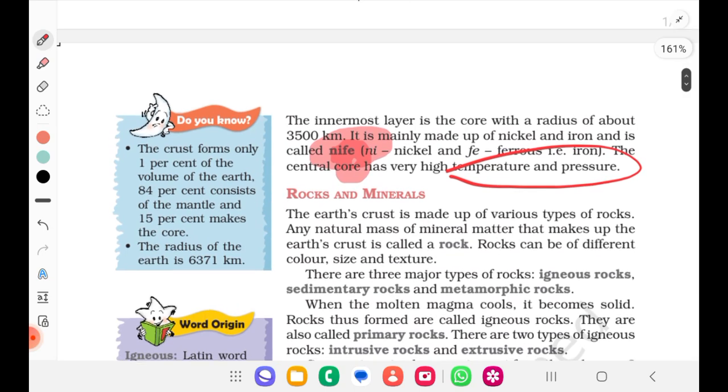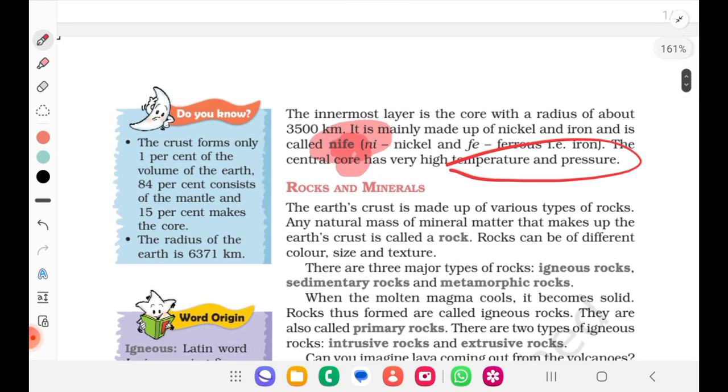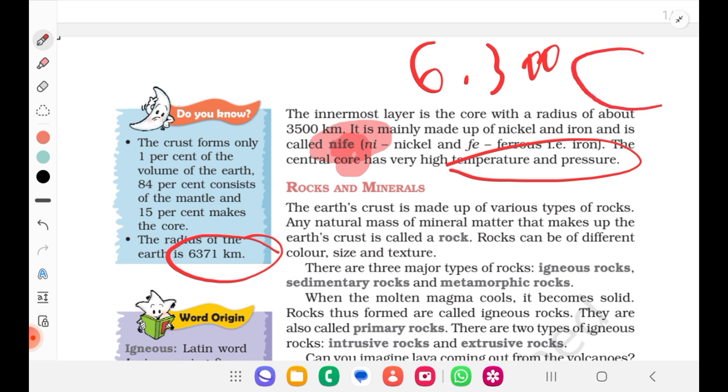Good. So one more, do you know? The crust forms only 1% of the volume of the earth. 84% consists of the mantle and 15% makes the core. The radius of the earth is 6,371 kilometers, so approximately 6,300 kilometers. Not the diameter, just the radius.